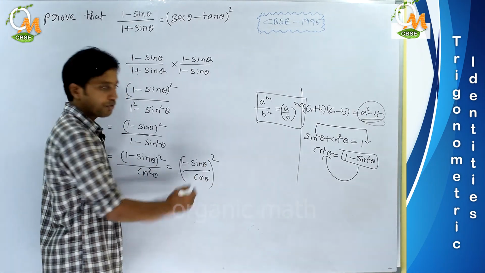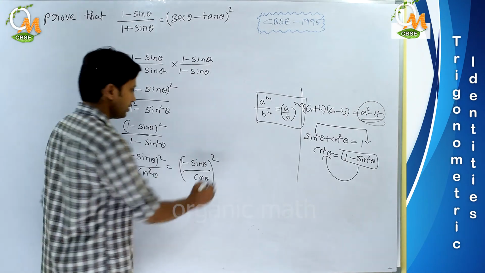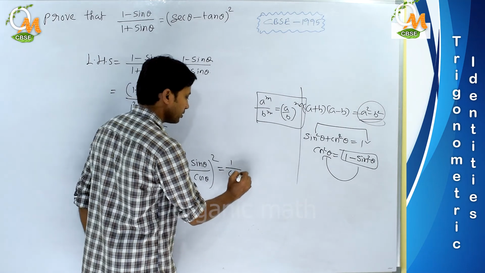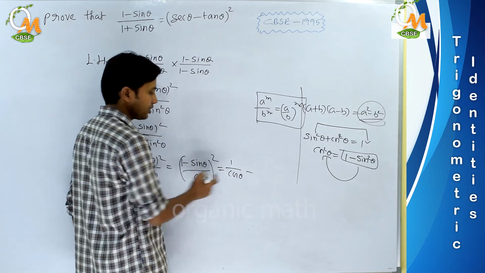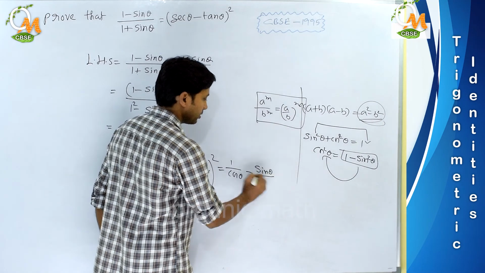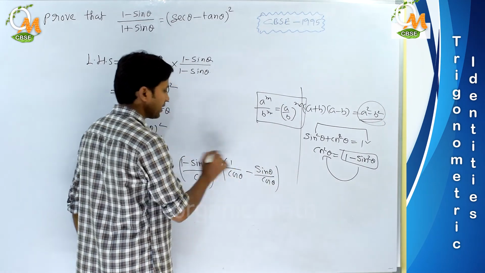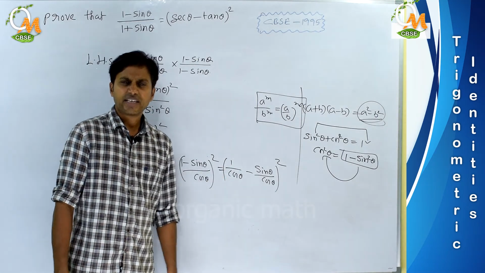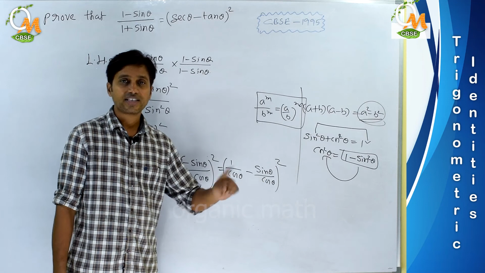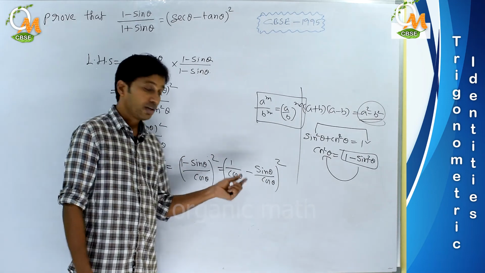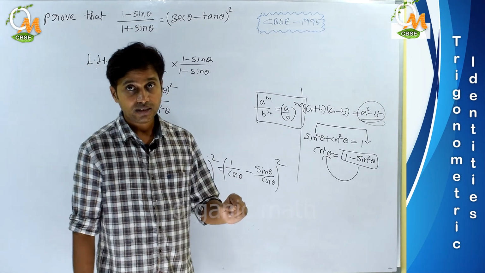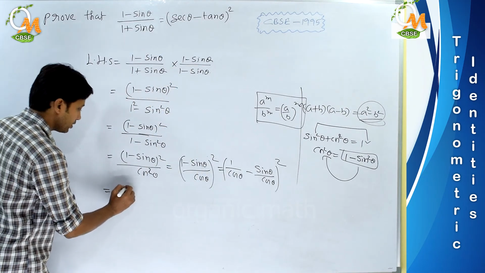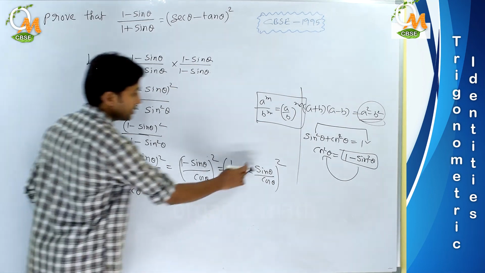Now inside the bracket, if you want to solve, then separate the fractions. Then what do you get? This is 1 by cos theta minus sin theta by cos theta, and put the whole square. Now what is 1 by cos theta? Is it secant theta or not? Yes, because those two are reciprocals of each other. 1 by cos theta can be written as secant theta, and secant theta can be written as 1 by cos theta. So this is secant theta minus sin theta by cos theta.